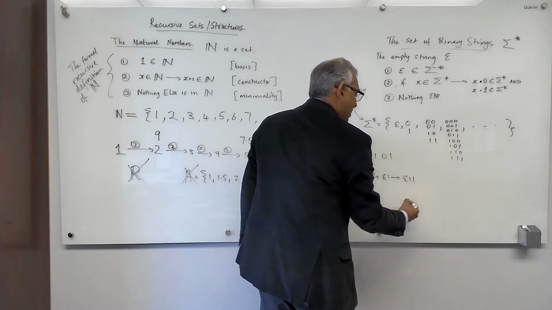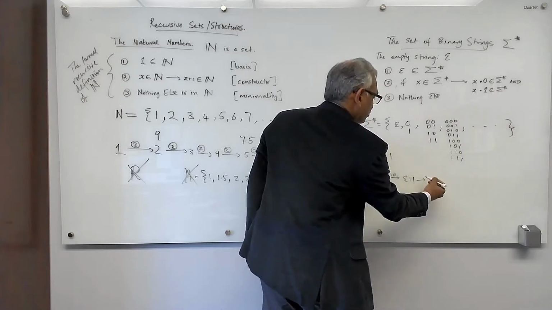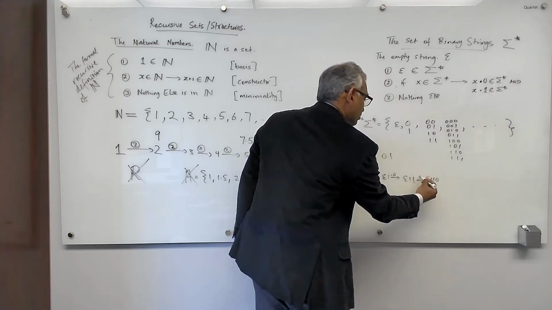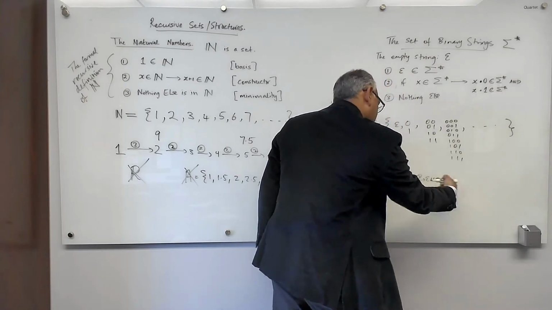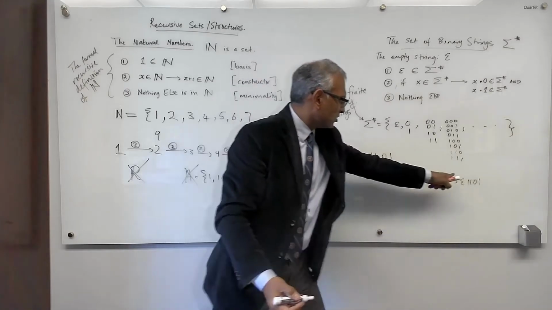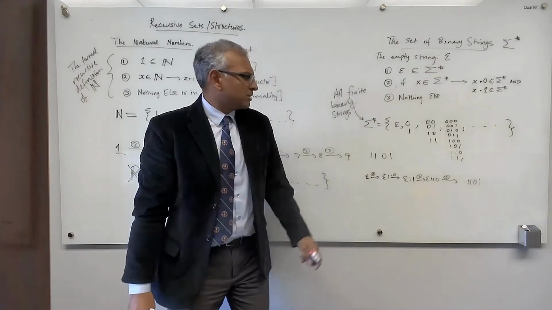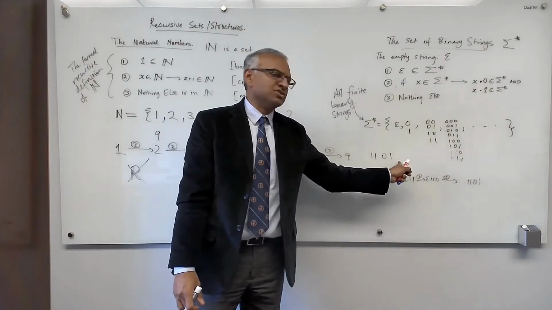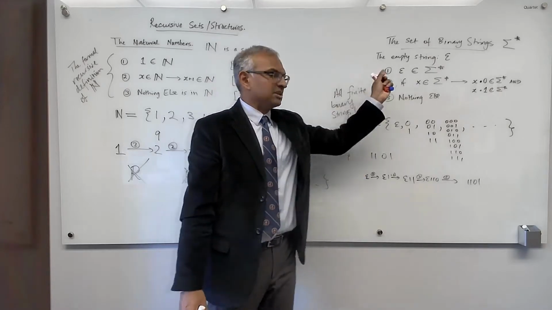So epsilon 11. And if epsilon 11 is in my set, then I can add 0 to that, epsilon 110. So that's rule 2. And if epsilon 110 is in my set, then I can apply rule 2 again and append a 1. And I get epsilon 1101. Boom. But epsilon is the empty string, so this is really just nothing. Okay, so 1101. There's the derivation of 1101. That proves that 1101 is in my set because it can be derived.